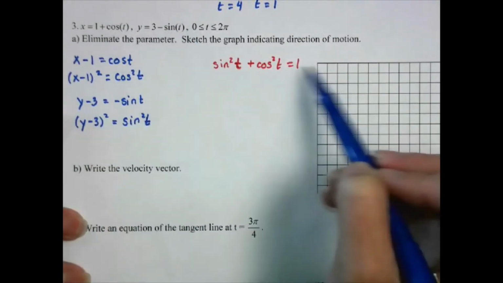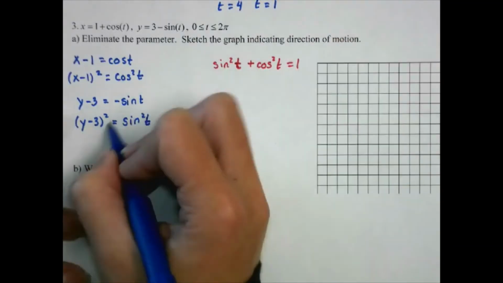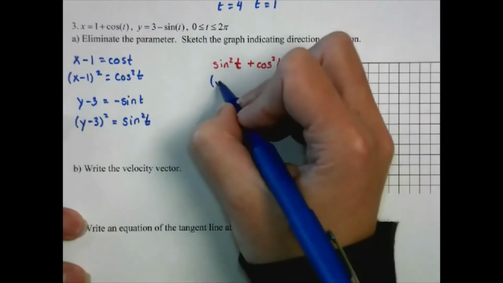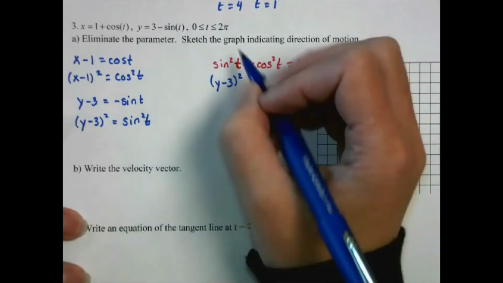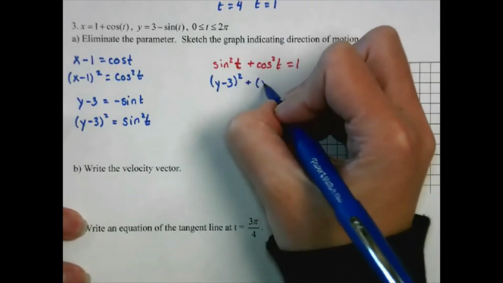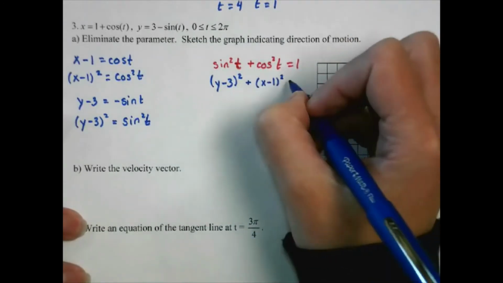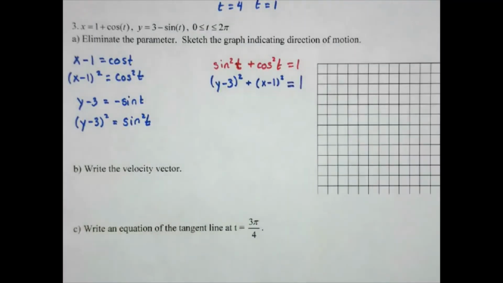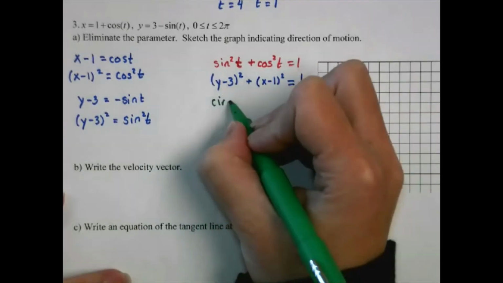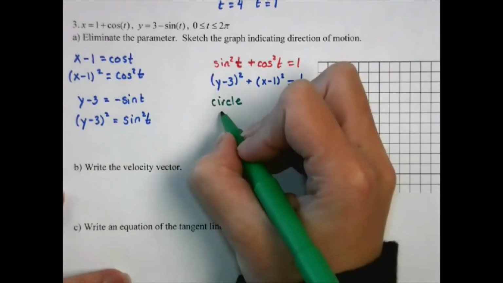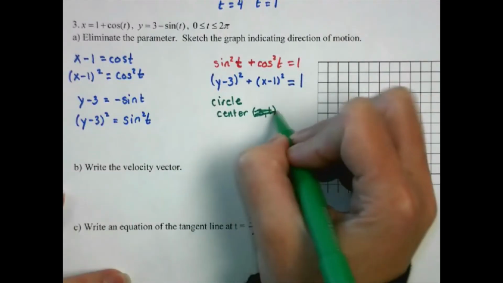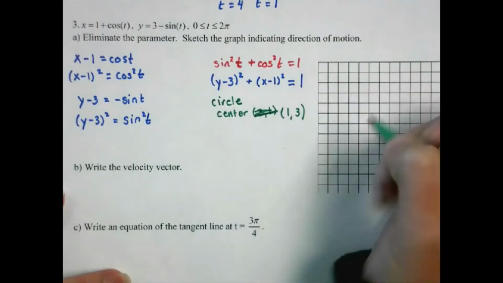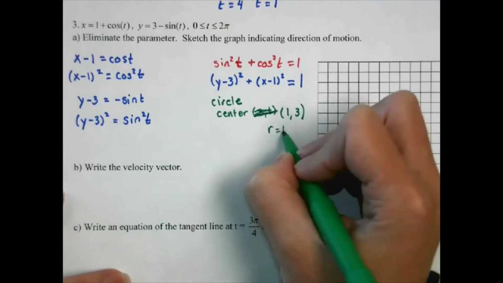And then we're going to take those and replace it here. So sine squared t gets replaced with y minus 3 squared. The cosine gets replaced with x minus 1 squared equals 1. So this equation is a circle. It's a circle with the center at 3, 1. Nope, that's 1. 1, 3. And then the radius is 1.